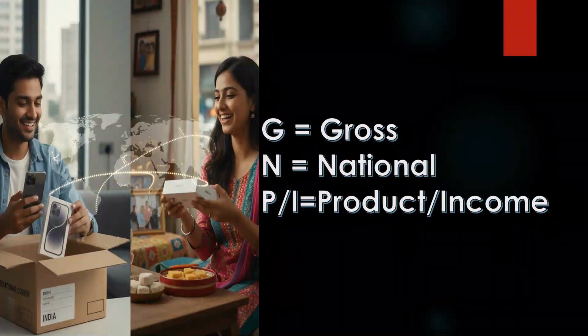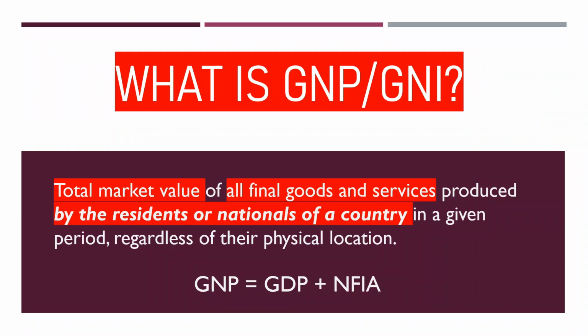Next is gross national product or income. What is GNP or GNI? See, total market value. Since it is gross, the final market price of all final goods and services produced by the, you see earlier it was domestic, now it is national, so produced by the residents or nationals of a country in a given period regardless of their physical location. The formula is GNP is equal to GDP plus NFIA. Okay, what is NFIA?